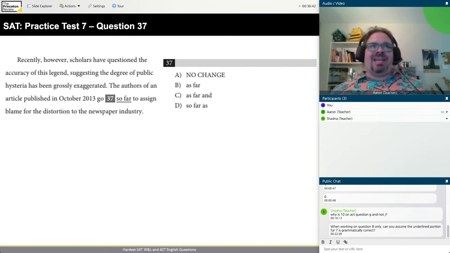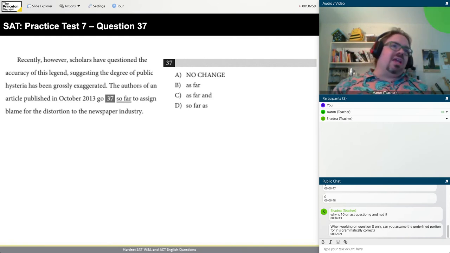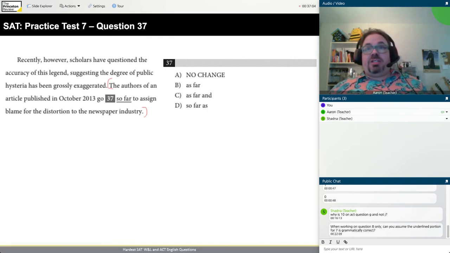Now, I wanted to look at another SAT question because in some ways it's kind of similar, though obviously it's a different concept here. I don't have a lot of time with you all tonight, so I wanted to touch on a number of different things. So here, once again, we have another proofreader question, and we got this sentence, we got to read this sentence and then see what's changing in the answers. The authors of an article published in October 2013 go so far to assign blame for the distortion of to the newspaper industry.